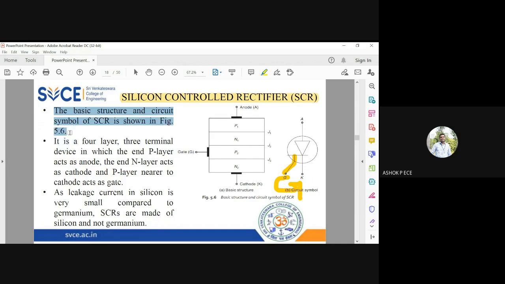So you see the construction and working of the circuit diagram for SCR is given here. It is a 4-layer 3-terminal device in which the end P layer acts as an anode and the end N layer acts as the cathode. So end P layer P1 is going to act like an anode, and the end N layer N2 is going to act like a cathode. And the gate is attached to the P layer which is near to the cathode. So whatever P is near to the cathode, I am going to pull out a metallic wire, and I'm going to use that as my gate terminal.